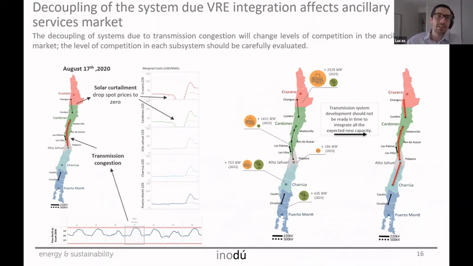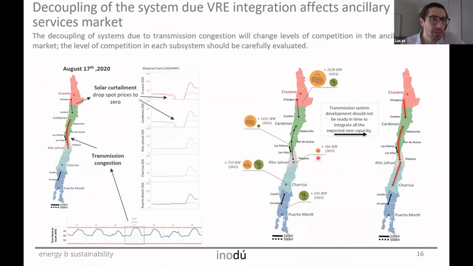Another challenge that the ancillary services tender has is related to the decoupling of the system as renewable technologies increase in the system. Last year, in August, while the ancillary services tender was operating, the system suffered a congestion from north to south here. This congestion occurred during sun hours and required solar curtailment in the north, dropping the spot price to zero in that zone.